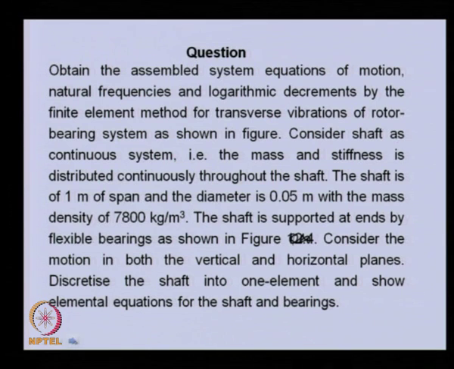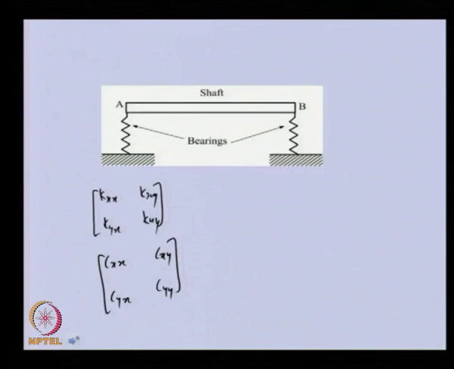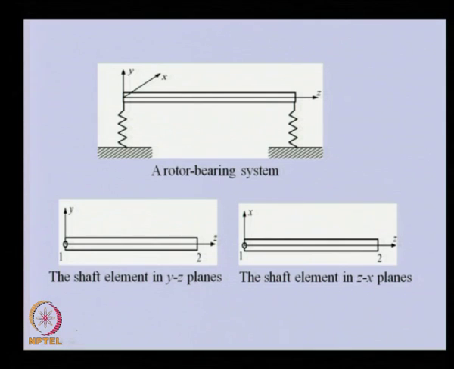So, now let us see how we can model this. So, we have taken one element. So, this is the shaft element in one of the planes, because now both plane motions are coupled. So, only one element we have considered. So, similar to the gyroscopic couple case, we need to write the elemental equation for both of them, and then we can combine them in the two planes.